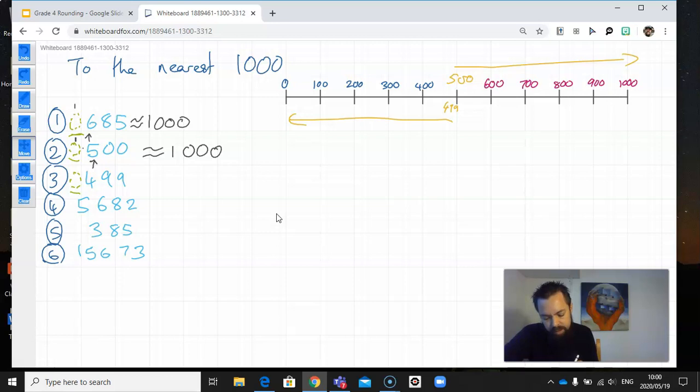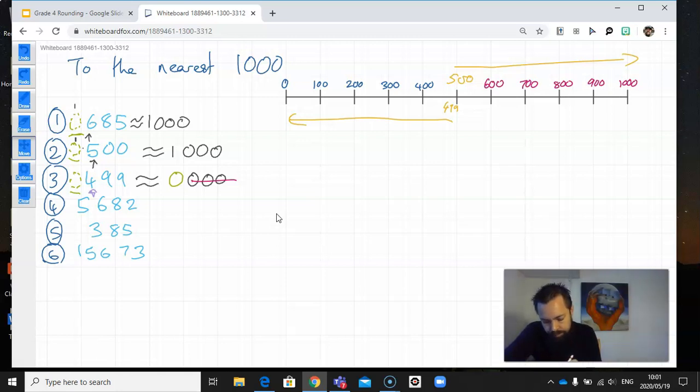Next one, again we have a ghost 0. We're rounding off to the nearest 1,000. So we have a look at our hundreds. 4 doesn't go up. 4 goes down. Because remember, you can see on the number line, it's before the middle, so it rounds down. So nothing changes in the thousands. So the 1,000 is a 0, and everything after the thousands is also a 0. So in fact, 499 rounded off to the nearest 1,000 is just 0. All right, because there's no thousands, no hundreds, no tens, no units. So we just call it 0.